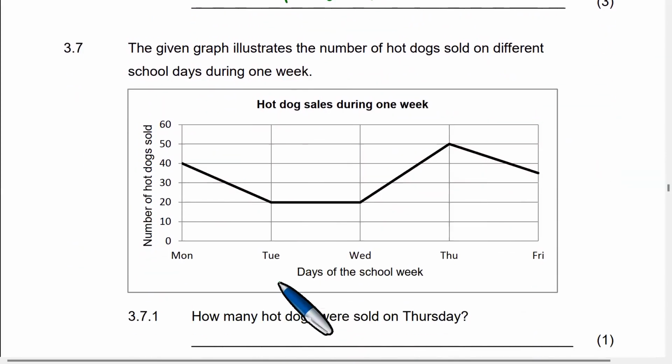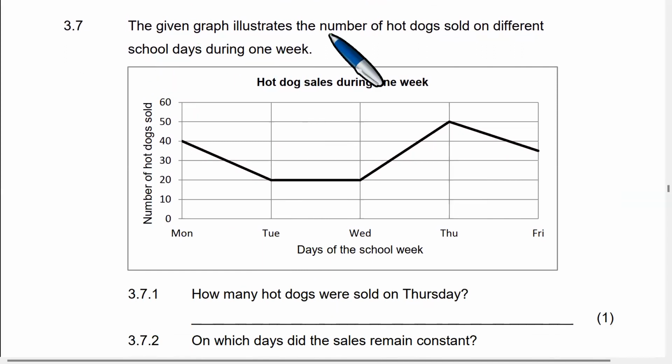Okay, let's look at the graph. The given graph illustrates the number of hot dogs sold on different school days during 1 week. The number of the hot dogs sold is right. It was like 0 here, and then 10, 20, they were like increasing. The hot dog sales during 1 week. Monday, Tuesday, Wednesday, Thursday, Friday, the days of the school week.